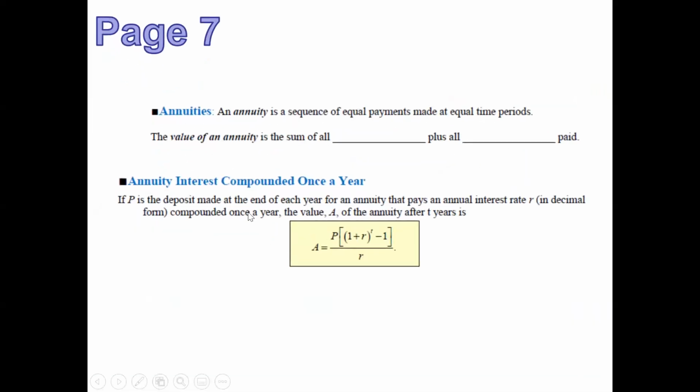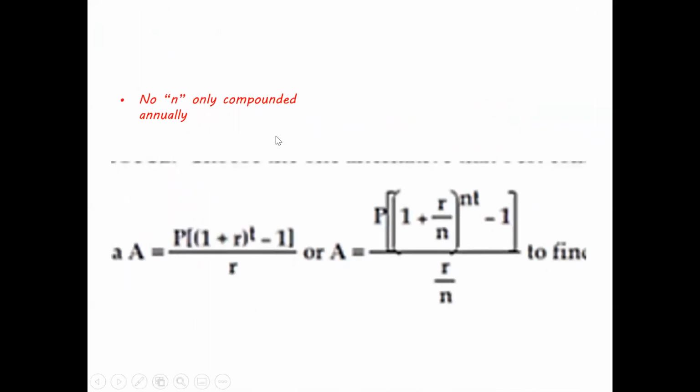Your note starts at page 7, and you have to look at this really crazy equation right here. So this equation is if P is deposit at the end of each year for an annuity that pays an annual interest rate of R, compounded once a year, and A is the amount you get back after so many years. And so really this is just the annuity interest compounded once a year.